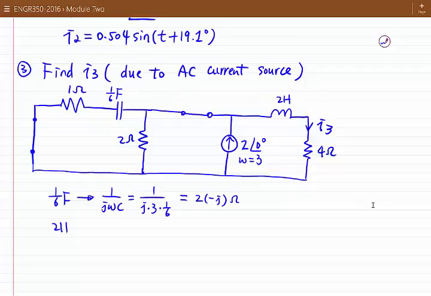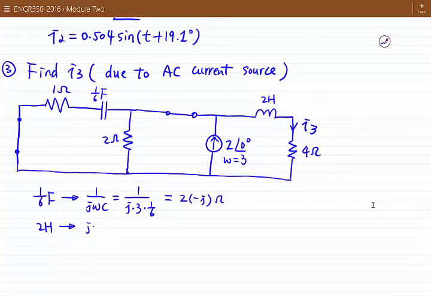So for the 2 Henry inductor, the corresponding impedance is j omega L, which is j times 3 times L. L is 2 Henry, so that gives us j6 ohm. So now we can write the impedance in the circuit. So it's j6 ohm, and for the impedance of the capacitor, it is minus 2j.